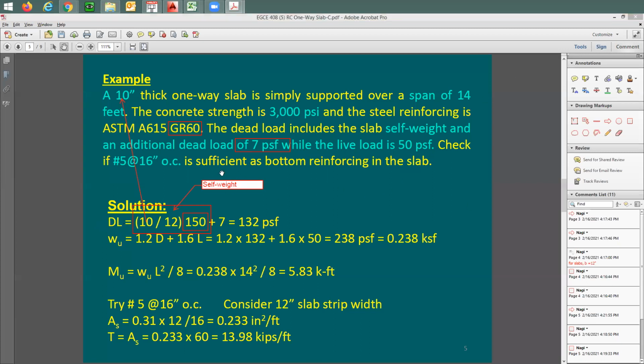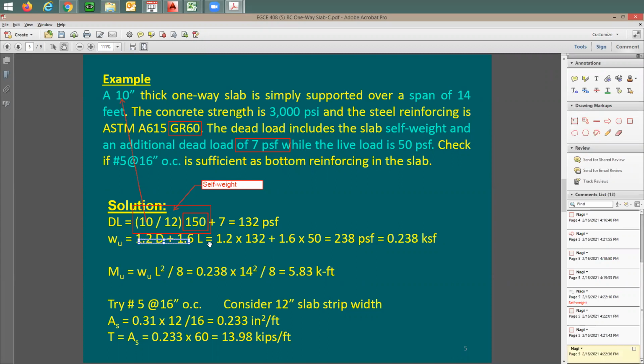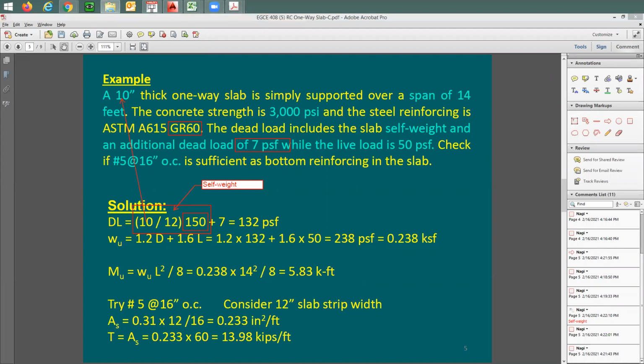Now, do I need to do any analysis for the live load, or is the live load just given? Let's say live load is just given. Just use it as is. I'm going to say here, just to make it short, I have this W ultimate. It's going to be equal to 1.2 dead plus 1.6 live. Do you guys know where this is coming from? Did you guys see this before? Do you know the source of it? Yes or no?